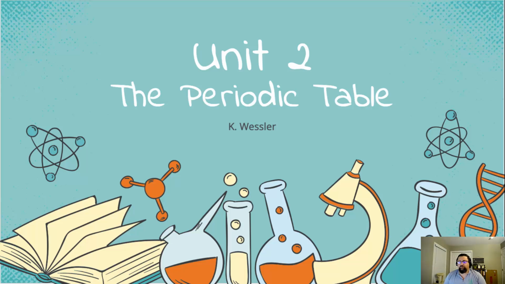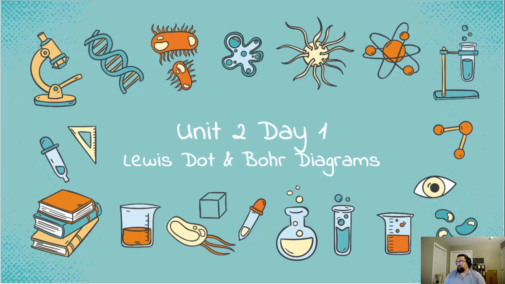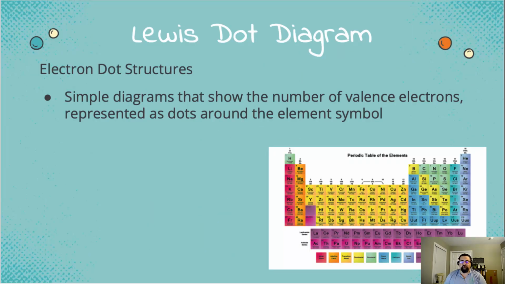All right, today we're going to be doing Lewis dot diagrams. What Lewis dot diagrams are is just a simple diagram that shows the number of valence electrons, and we represent them as dots around the symbol. This will end up being real big when we start doing reactions and bonding, and we represent all of our different atoms and elements this way to see how they're going to bond.